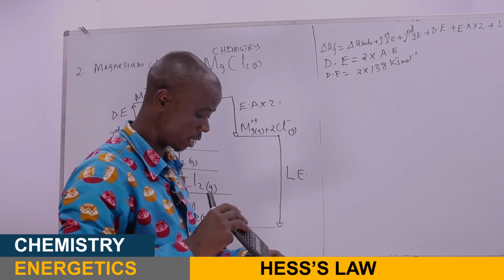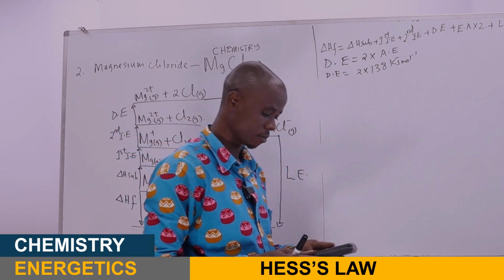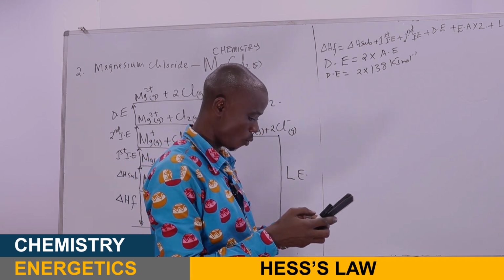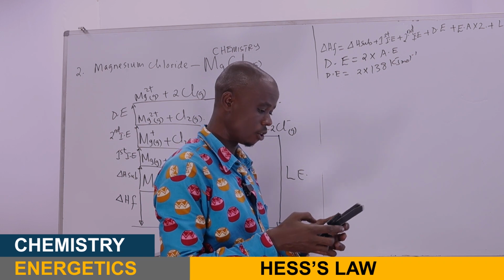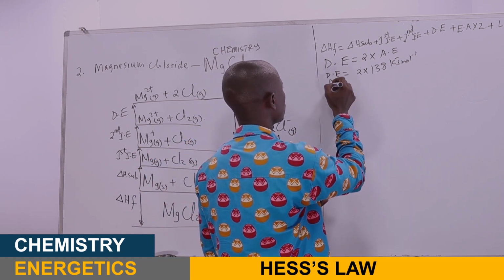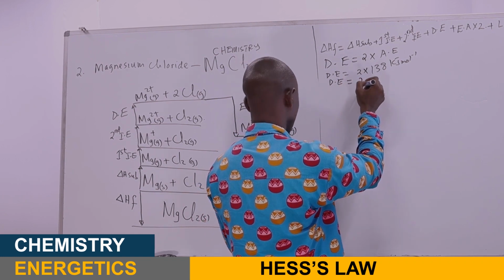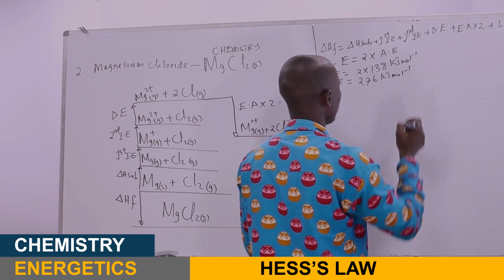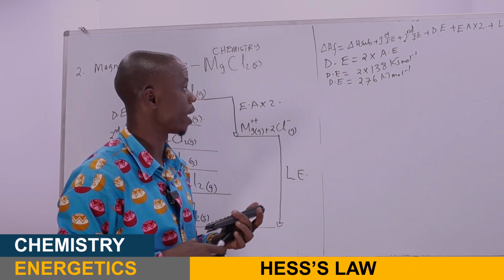My dear student, you just use your calculator. I'm sure that you have the calculator. Hope you're following this program. Now, when you take your calculator, you take 2 times 138, you're going to get 276. So dissociation energy will be equal to 276 kilojoules per mole. That is number one.